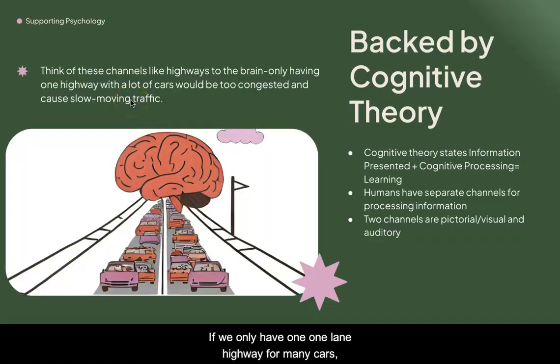If we only have one lane highway for many cars, then traffic will be stagnant and delayed. But if we add in another highway, cars can begin to move at a faster pace and that congestion will be resolved. This is the same for our processing channels. When we look at text and graphics together, they are using the same visual channel, which can lead to cognitive overload. But if we add in that auditory channel, we are able to allow our brain to categorize information better and prevent any traffic jams in cognitive processing.